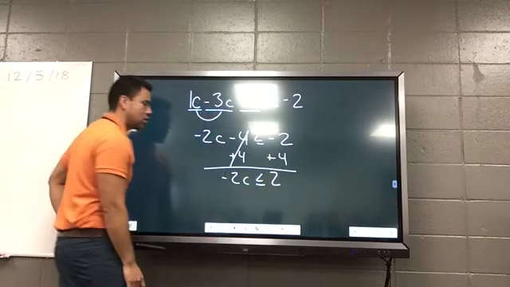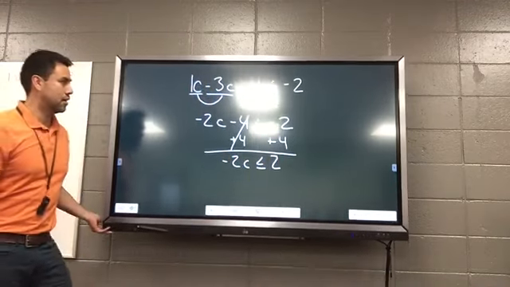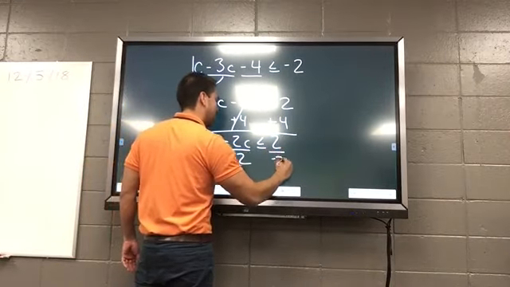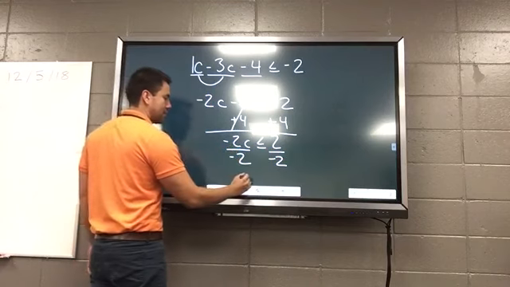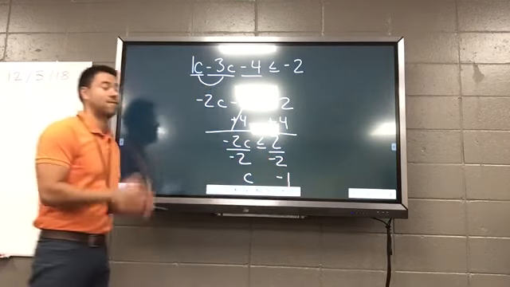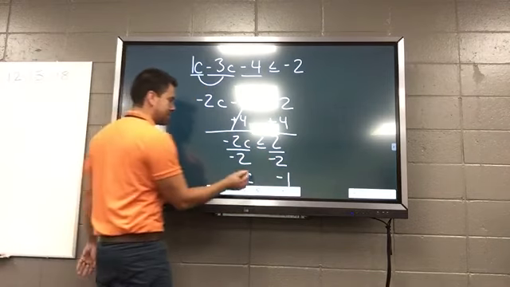What do you do to both sides here now? Okay, I divide by negative 2. What do I get here on the left? c. What do I get on the right? Negative 1. And what's my symbol? Greater than or less? Greater than or equal to.